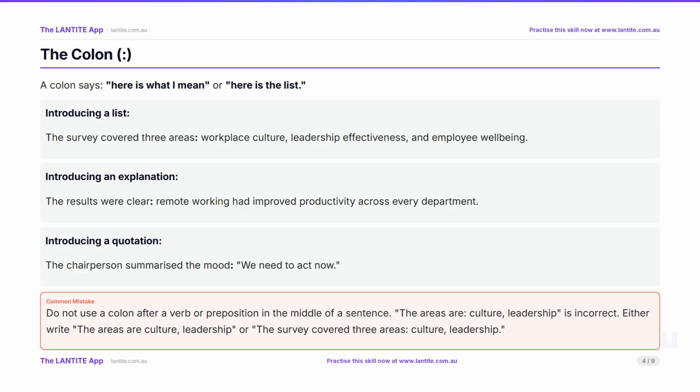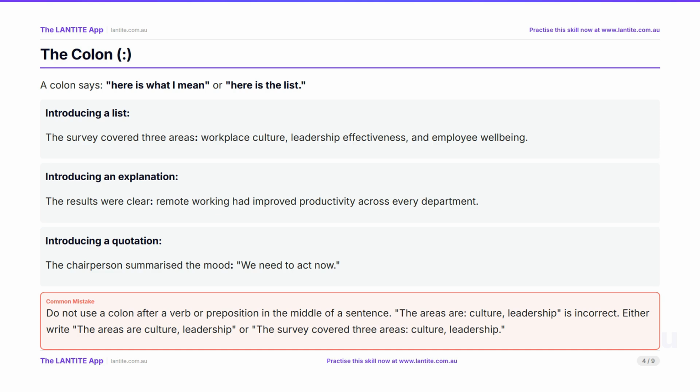Now the colon. A colon essentially says here is what I mean, or here comes the list. You use it to introduce a list. The survey covered 3 areas: workplace culture, leadership effectiveness, and employee well-being. You use it to introduce an explanation. The results were clear: remote working had improved productivity. And you use it to introduce a quotation. The chairperson summarized the mood: we need to act now.